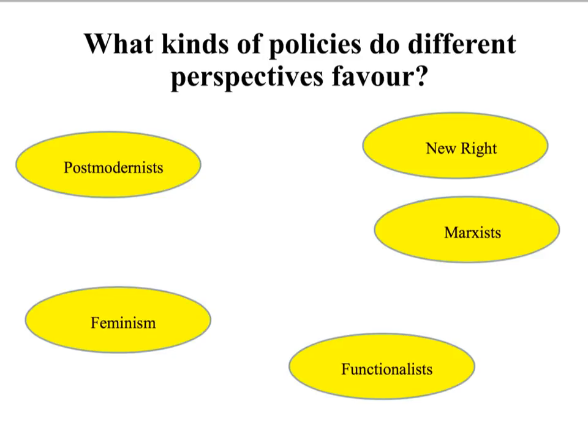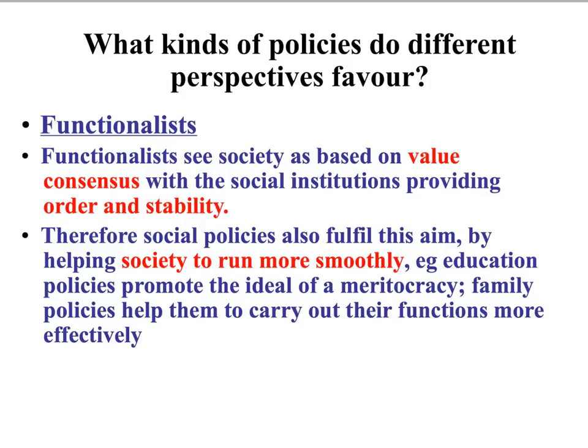So what kinds of policies do our different perspectives favour? Well, firstly, we're going to look at functionalists, and they see society as based on a value consensus, and all the institutions in society should all work together to create more order and stability. It's part of the biological analogy, if you remember that.